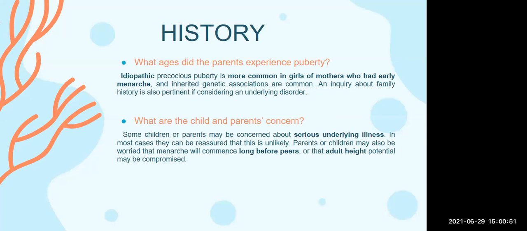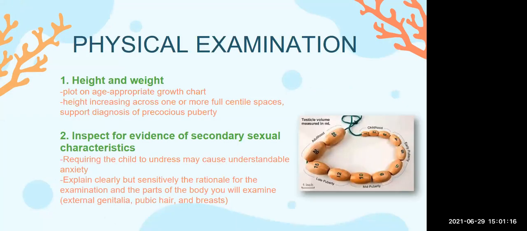And we also need to ask what the child and parents' concerns are, because some children or parents may be concerned about serious underlying illness. In most cases, they can be reassured that this is unlikely, and sometimes they also worry that menarche will commence long before peers, and adult height potential may be compromised. Okay, that is for the history.